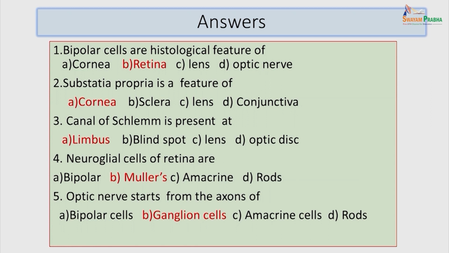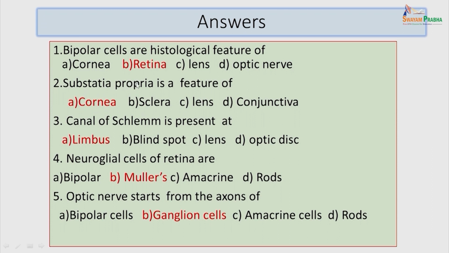Question number 1. Bipolar cells are a histological feature of cornea, retina, lens, optic nerve. The answer is retina. Bipolar cells are seen in the inner nuclear layer of the retina along with amacrine cells and horizontal cells. Question number 2. Substantia propria is a feature of cornea, sclera, lens, conjunctiva? The answer is cornea.